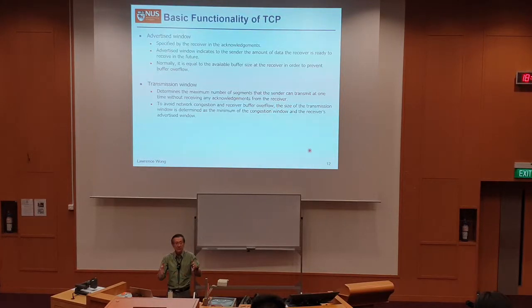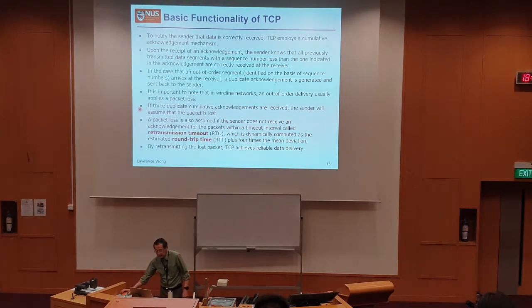Okay, so the acknowledgements are based on this sliding window. That's what the window is. But this window is dynamic, depending on the advertised window and the congestion window. And you take the lower of those two. All right? So to avoid network congestion and receiver buffer overflow, the size of the transmission window is determined as the minimum of the congestion window and the advertised window. So this is playing safe. Minimum of the two. All right?